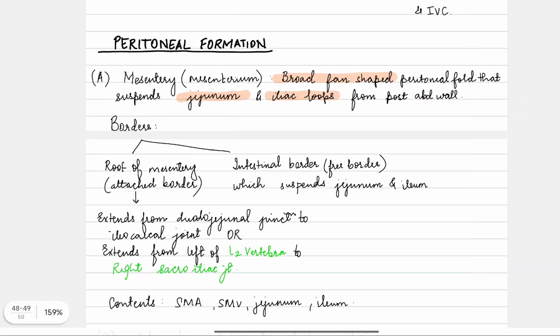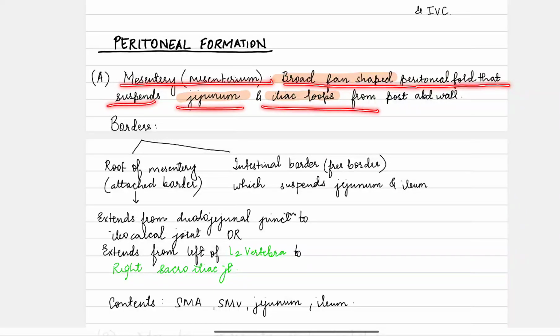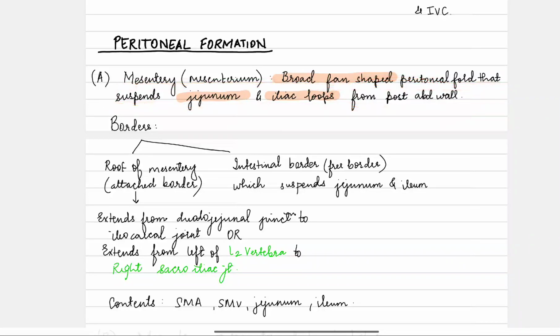Peritoneal formation: mesentery, or mesenterium. It is a broad fan-shaped peritoneal fold that suspends the jejunum and ileal loops from the posterior abdominal wall. Now, the borders of this mesentery. The root of the mesentery is the attached border, and it extends from the duodenojejunal junction to the ileocecal junction, or from the left of the L2 vertebra to the right sacroiliac joint.